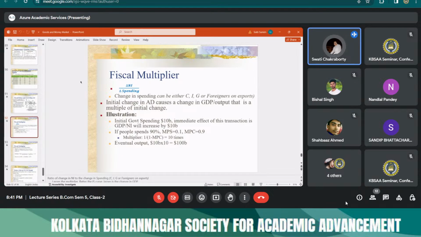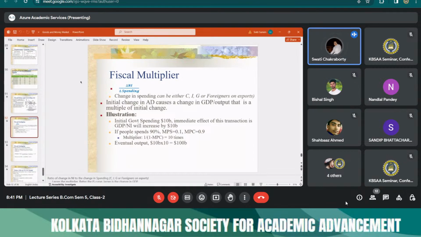So the GDP or the national income will increase obviously by $10 billion. Now let's talk of consumption. The MPC, that is marginal propensity to consume, is 0.9. That is, people spend 90% of the income. So that means MPS, the marginal propensity to save, is 1 minus MPC, that is 1 minus 0.9, that is 0.1. So the multiplier we know is 1 by 1 minus MPC, which is 10 times.